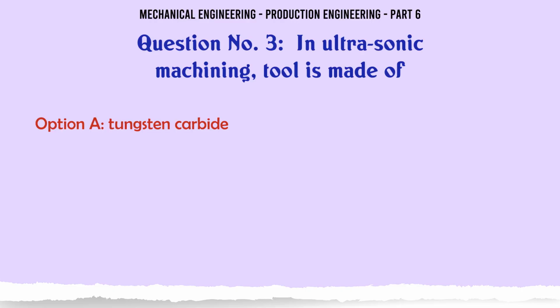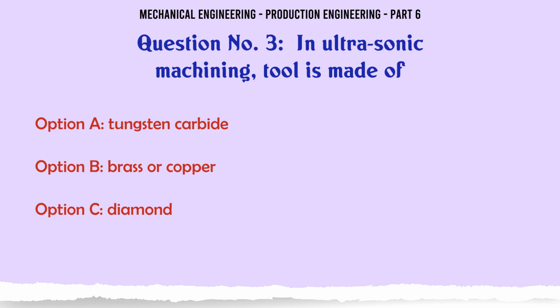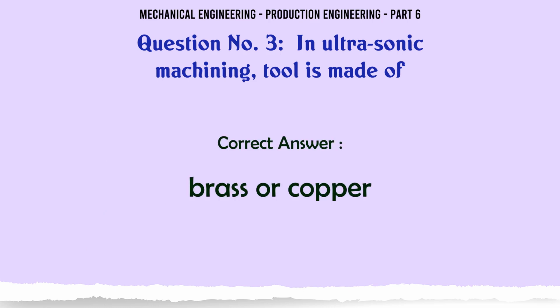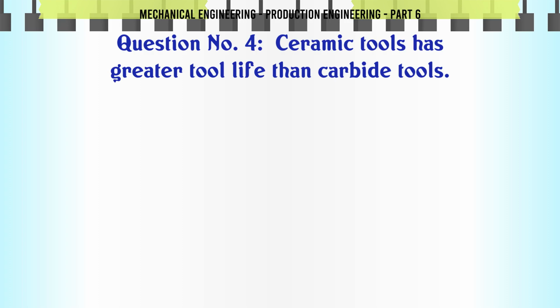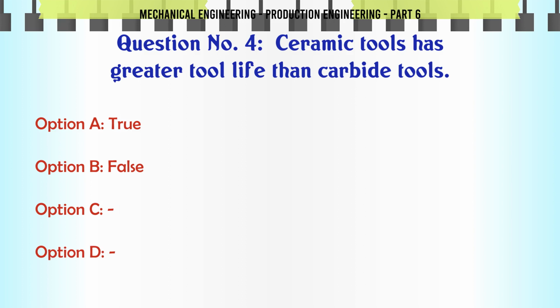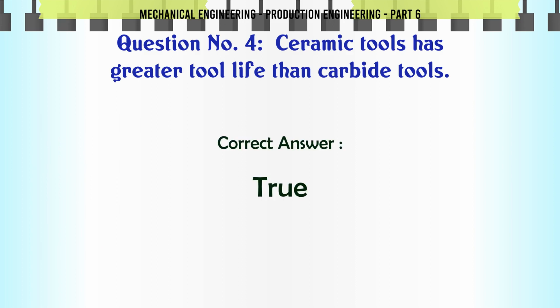An ultrasonic machining tool is made of A. Tungsten carbide. B. Brass or copper. C. Diamond. D. Stainless steel. The correct answer is brass or copper. Ceramic tools have greater tool life than carbide tools. A. True. B. False. C. D. The correct answer is true.